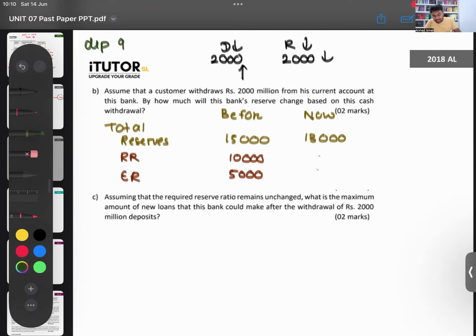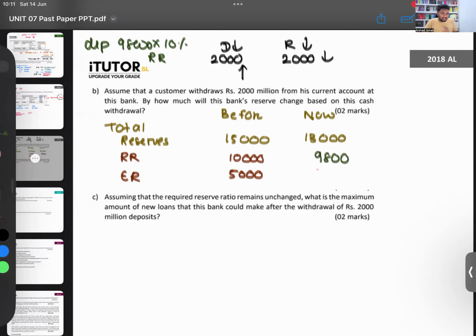So if 98,000 is your deposits, SRR is 10% now. How much should you keep as required reserves? You had 100,000, customer withdrew 2,000. Now you have 98,000. From the 98,000, if 10% is required reserve, that means your required reserve is 9,800.